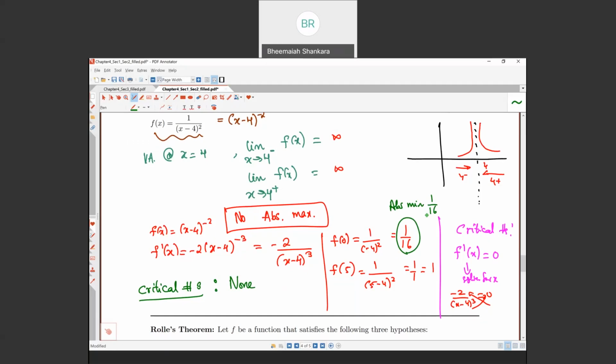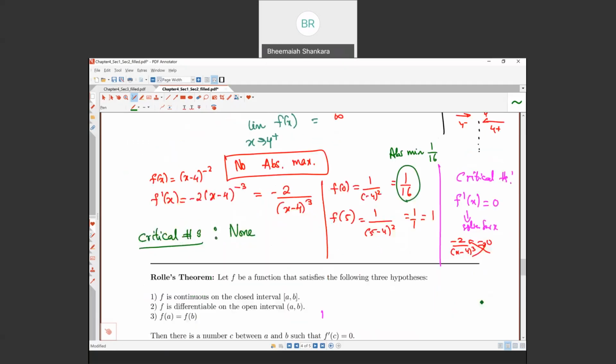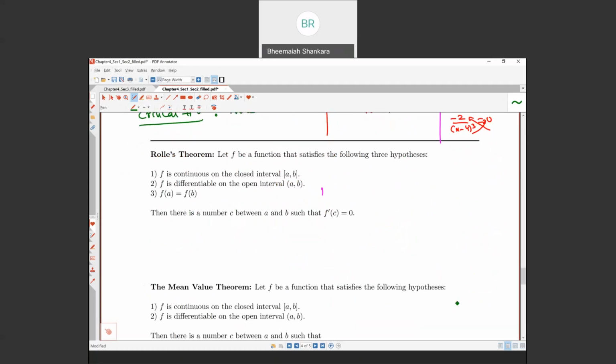The next one is Rolle's theorem. Let f be a function that satisfies the following three hypotheses. Number 1, the function should be continuous on the closed interval a, b. Number 2, the function is differentiable on the open interval a, b. Number 3, the functional values at a and b should be equal.